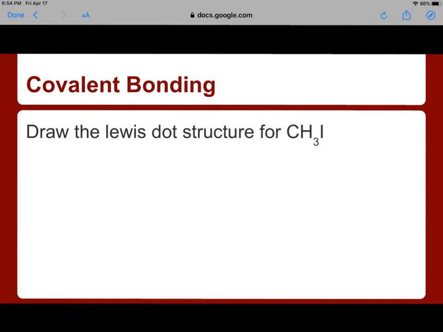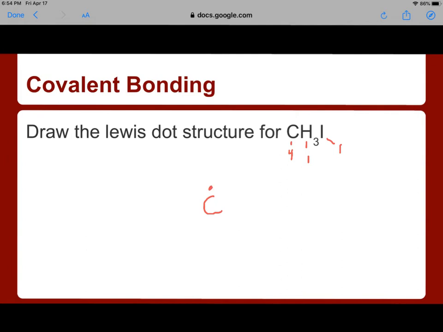Okay, let's try one more. This is CH3I. So we have 3 different types of atoms, and the first question I need to ask is which one's going to go in the middle? Carbon can make 4 bonds, hydrogen can make 1. Iodine is one of the halogens, meaning it can only make 1 bond. So carbon better be in the middle. Usually if you have carbon, carbon's going to be in the middle.